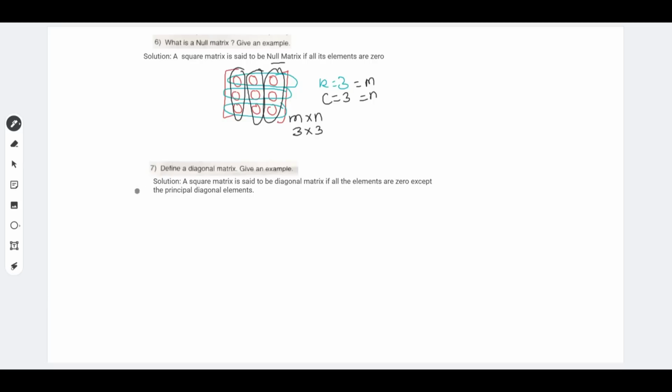Then, diagonal matrix. Give an example. A square matrix is said to be a diagonal matrix if all the elements are 0 except the principal diagonal elements.